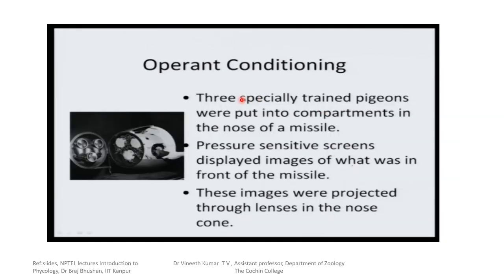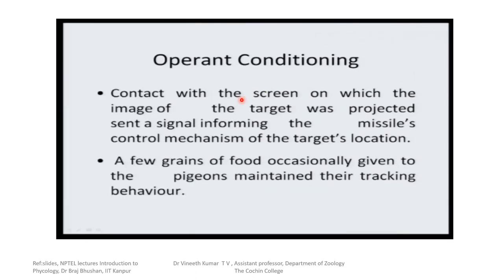So, three specially trained pigeons will be put in the compartments in the nose of the missile. There are pressure sensitive screens which display the image which is seen in the front of the missile. And these images were projected through a lens in the nose cone. The contact with the screen on which the image of the target was projected sent a signal informing the missile's control mechanism of the target's location.